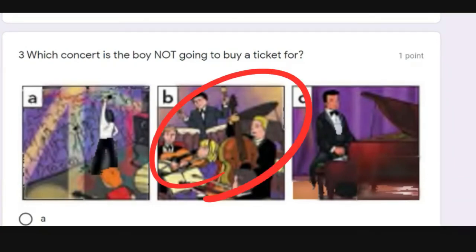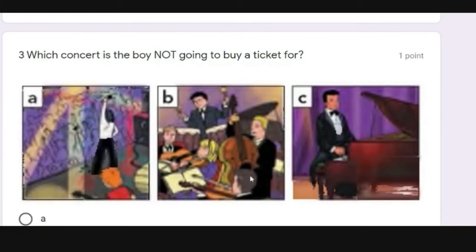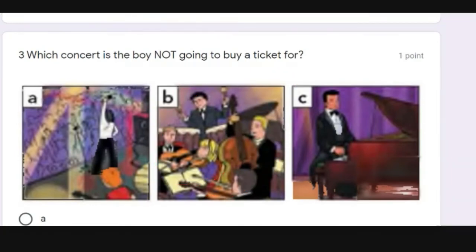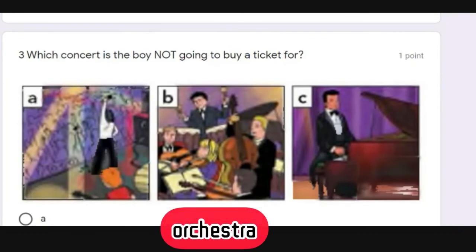What about B? What kind of concert is that? You see people playing all kinds of different instruments, and how do they dress? They dress more formally, right? They have bow ties, coats. And some people are playing violin, viola, guitar, drums, so what kind of concert is this? Orchestra, yes, correct. This is called orchestra.